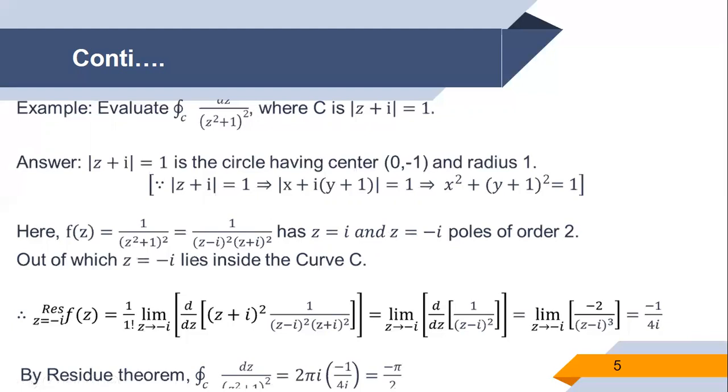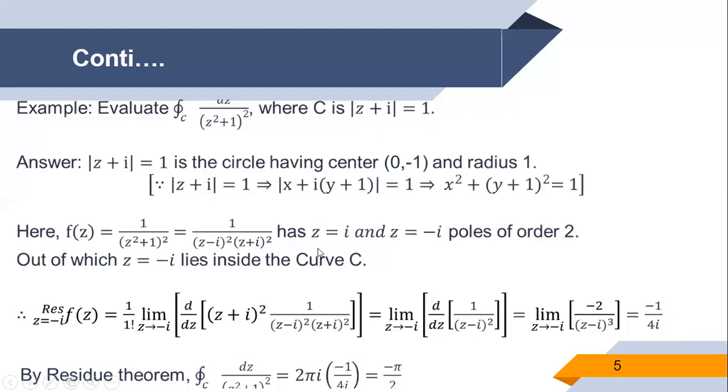Now we discuss both points are poles whose order is 2, no problem. But one is inside, one outside. This is important. So first we consider z is equal to I. In a previous example, in similar manner, we input z is equal to I in this circle. So z is equal to I plus I. So mod of 2i, and mod of 2i is 2, which is greater than 1.